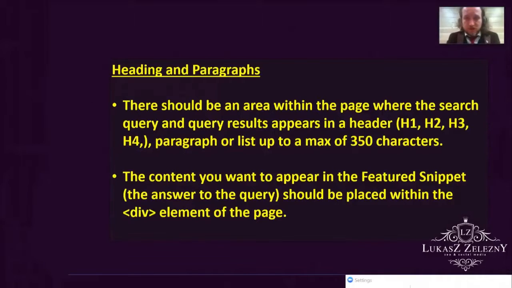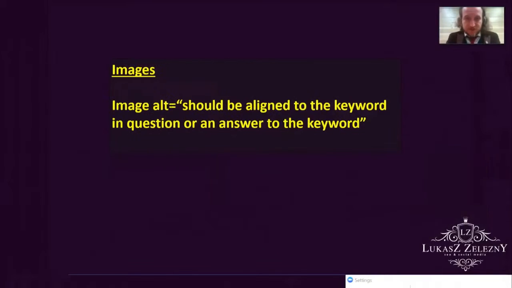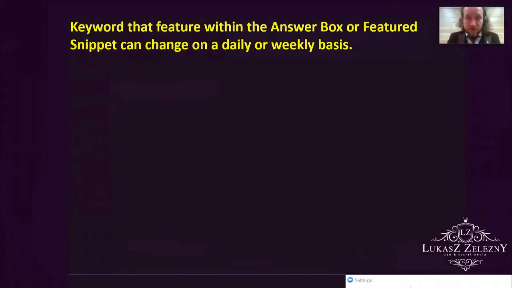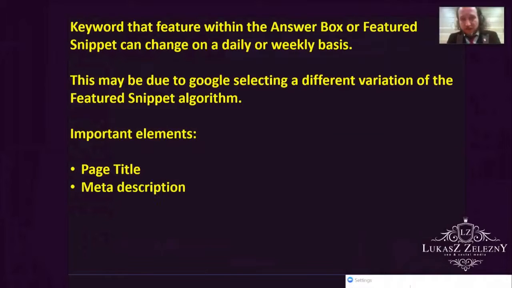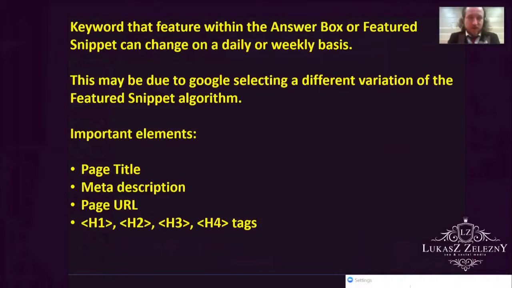The content you want to appear should probably use divs. For images, you should use alt tags with the keyword in the alt, maybe even in the file name. And a couple more rules like page title, meta description, page URL. These are the standard rules that everyone listening to us knows, but they are also important.